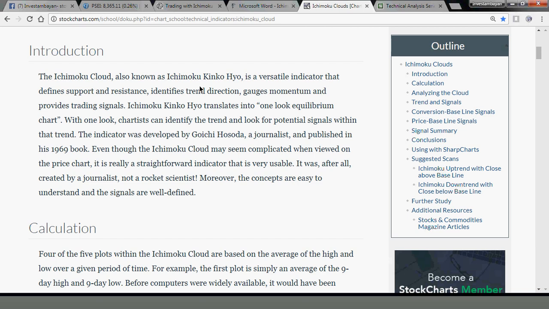It's created by Goichi Hosoda, a journalist. Journalist lang siya, hindi talaga siya ganun kung sa standard natin. Hindi siya ganun kabatikan na trader, but he's able to have this very effective tool which traders, analysts generally use all over the world. So that means that really technical analysis is not a rocket science. Now let's learn.